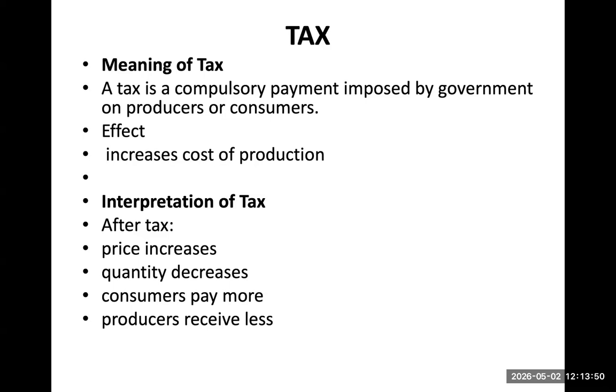I'm saying that a tax is a compulsory payment imposed by government on producers or consumers. The effect of any imposition of tax is that it increases the cost of production. Therefore, whenever there's a tax on a product, it raises the price of that product. It reduces the quantity demanded. The quantity decreases, and the consumers pay more of the price, while the producers receive less, because the producer has to give some of the money to the government as tax.